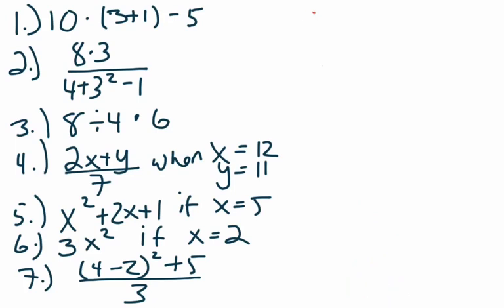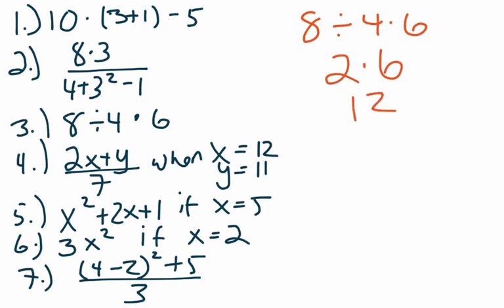Next one is 8 divided by 4 times 6. And this is just a straight up, is somebody going to trick you into doing the multiplication first and trying to do 4 times 6? Nope. Like the left to right. So we're going to do 8 divided by 4, which is 2. And then 2 times 6 is 12.